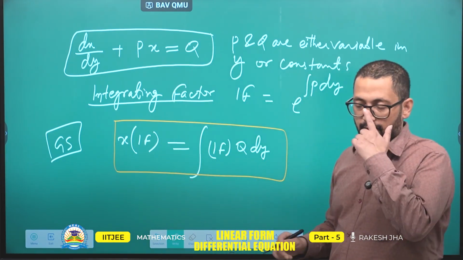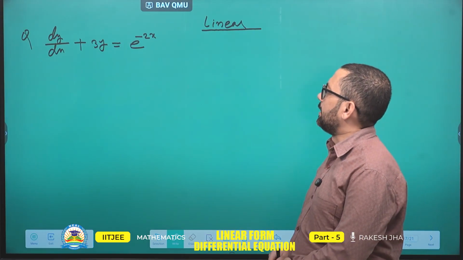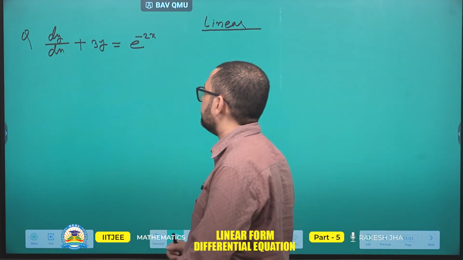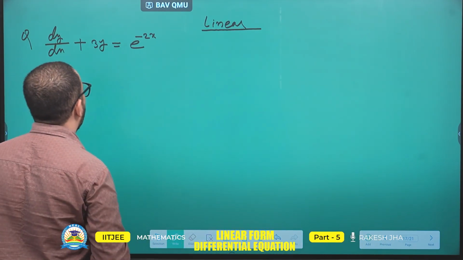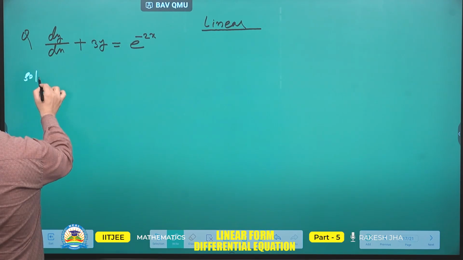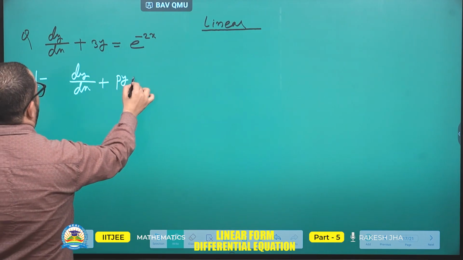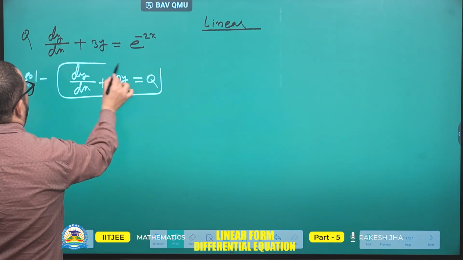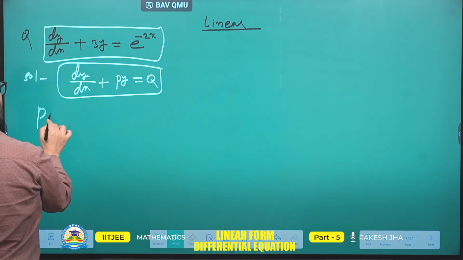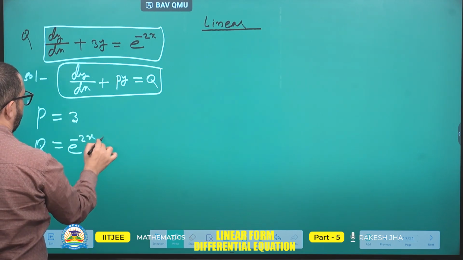So now we will take some questions based on this. Let's take this question: dy by dx plus 3y is equal to e raised to the power minus 2x. In this case, first of all we have to verify whether this is in the linear form or not. So what is the linear form? We have dy by dx plus py is equal to q. If you compare this with the given differential equation, we will find that p is equal to 3 and q is equal to e raised to the power minus 2x.